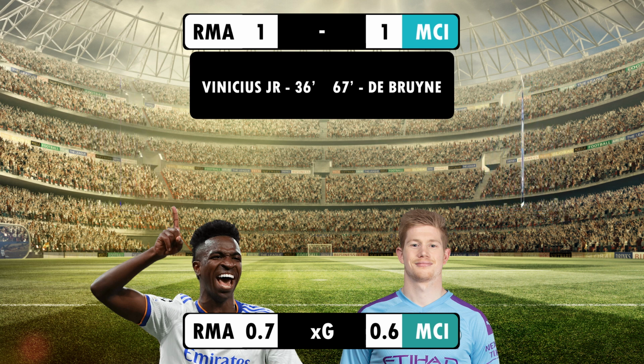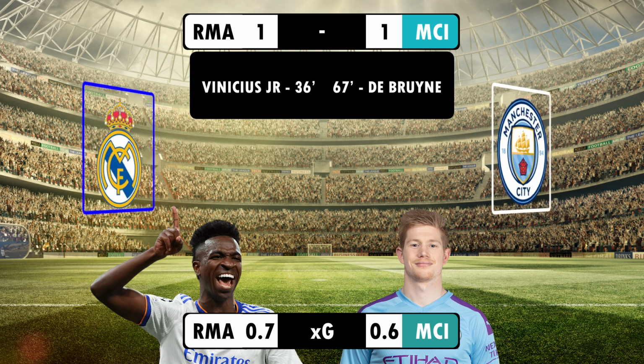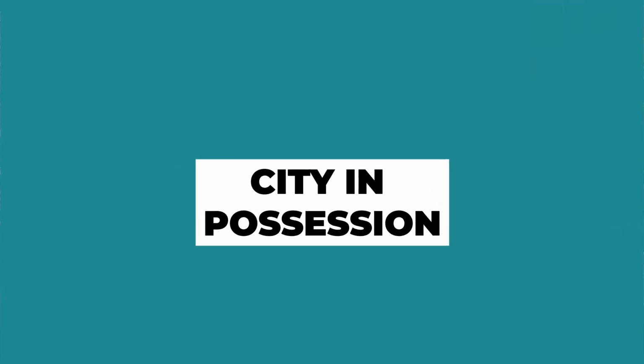So what exactly were the tactics from Pep and Ancelotti? Let's take a look, beginning with City on the ball.